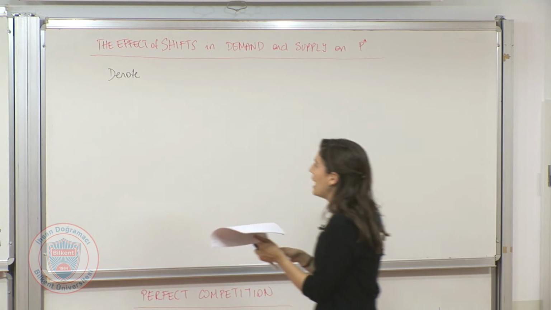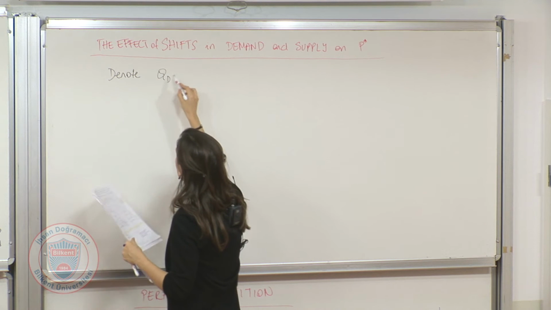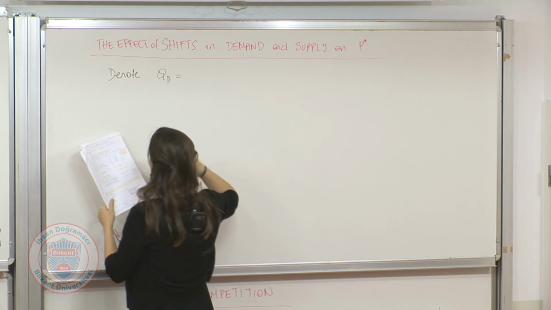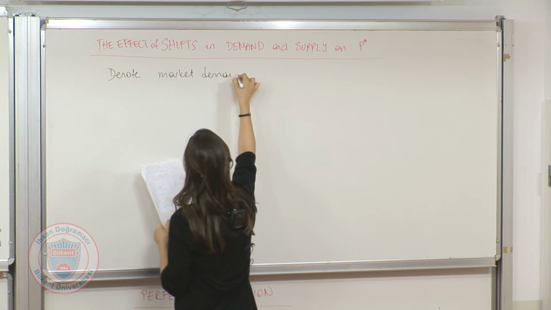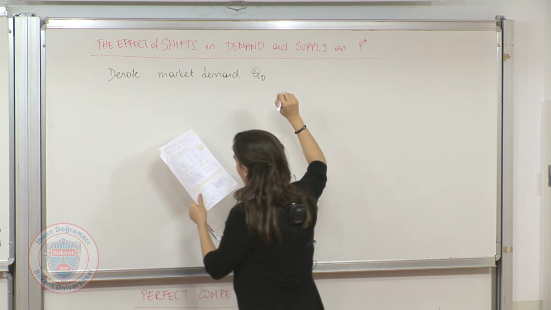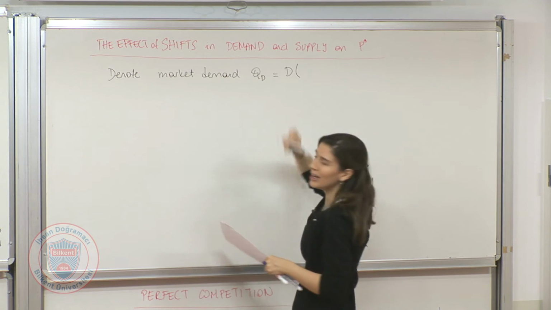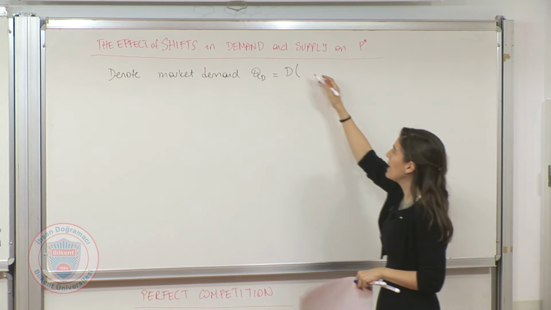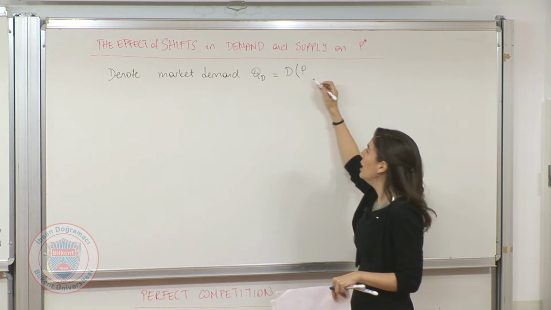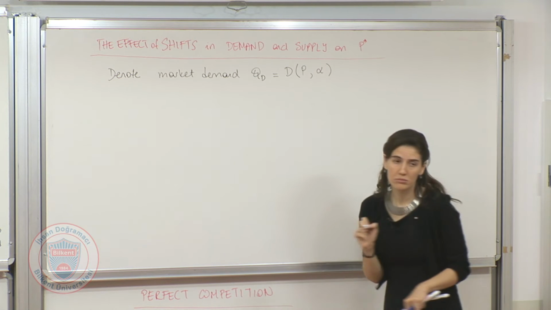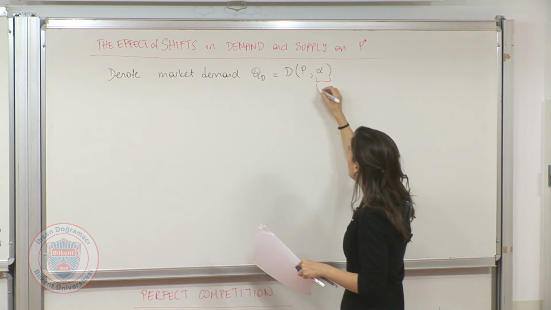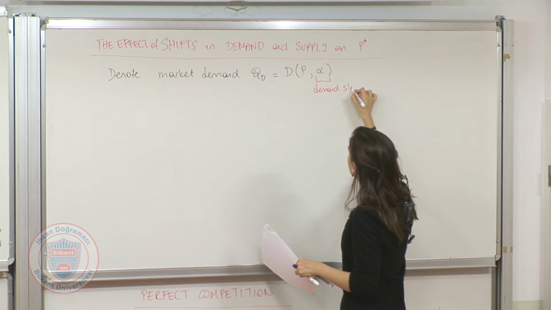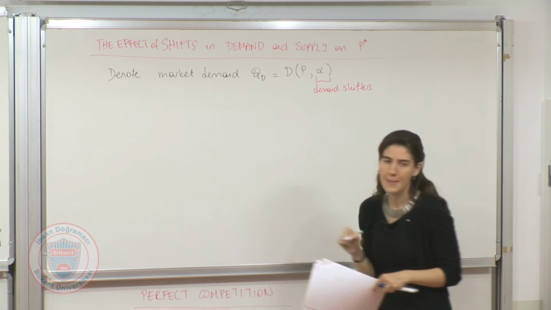Now we denote market demand by QD, and let's write it like this. It's a demand curve which depends on P, right? And some demand shifters, okay? So we call them alpha. What are these? Alpha, we call them demand shifters, okay?